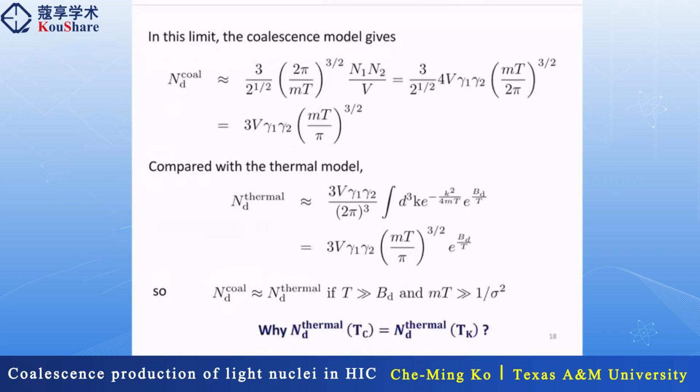The only problem is that in the thermal model, we calculate the TC, the chemical freeze-out temperature. So why is the thermal model TC the same as the coalescence TK? The coalescence model calculated with the TK agrees with the thermal model, but Peter Braun-Munzinger's thermal model uses the TC. So why are they the same? Here you have chemical potentials, the fugacity. Here there are no fugacities. That's why they can be equal.